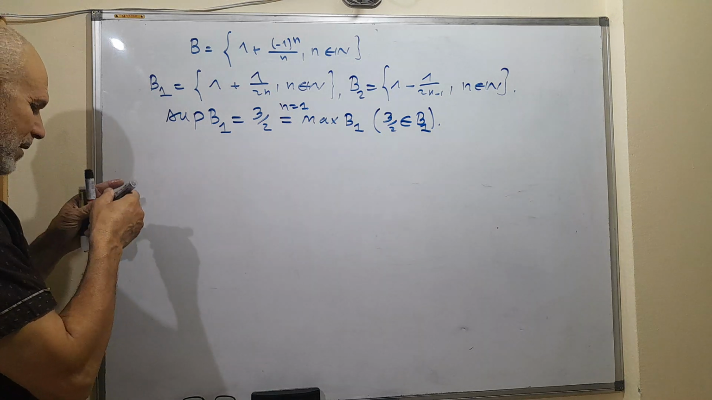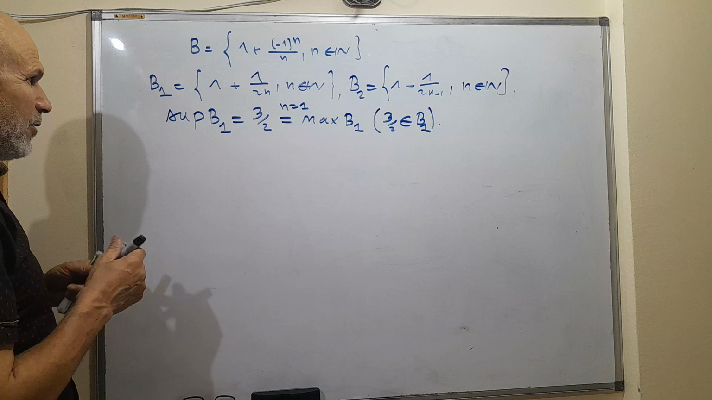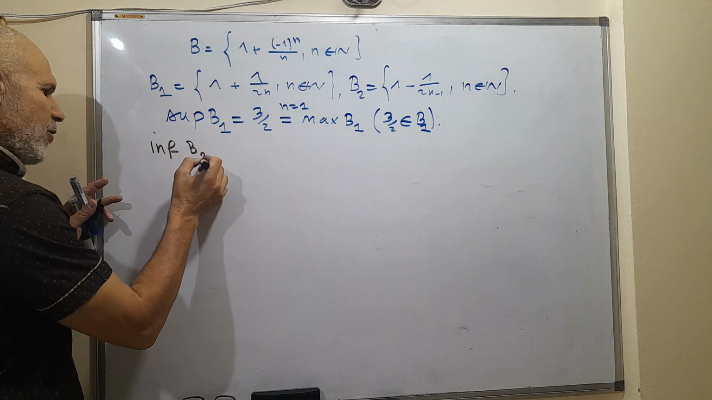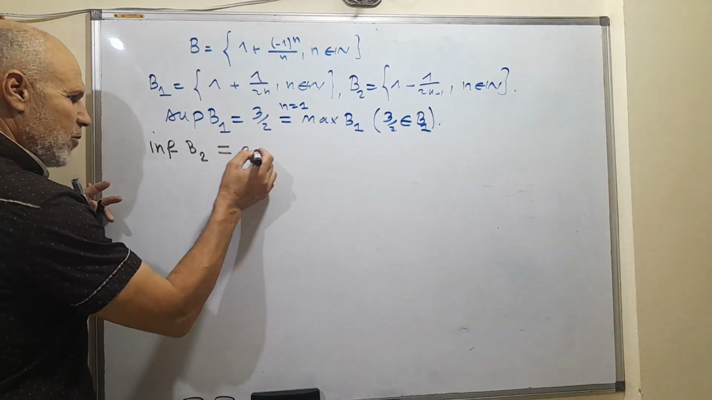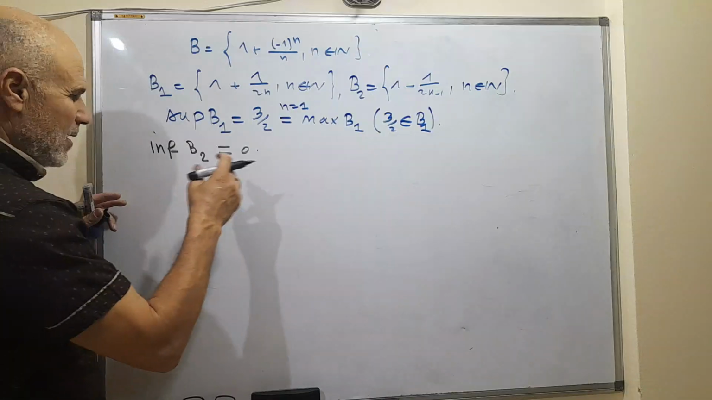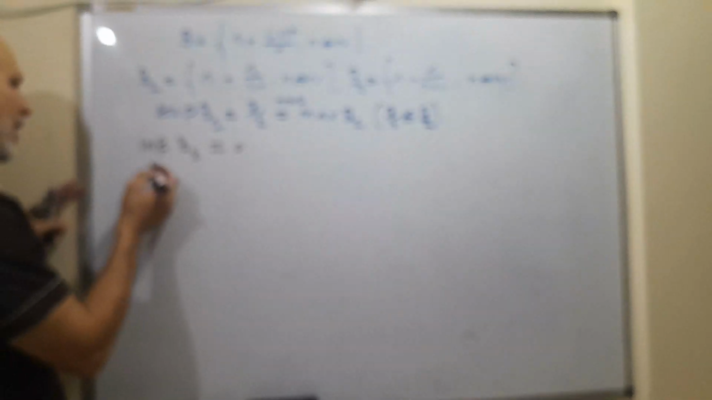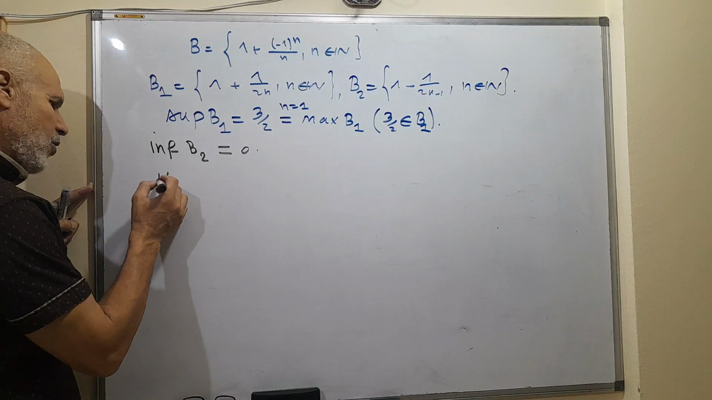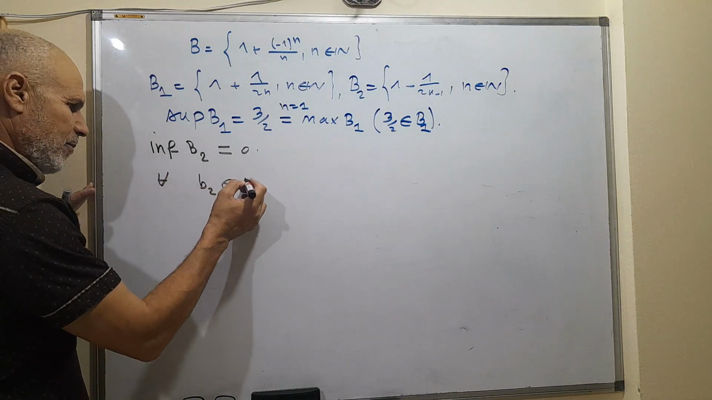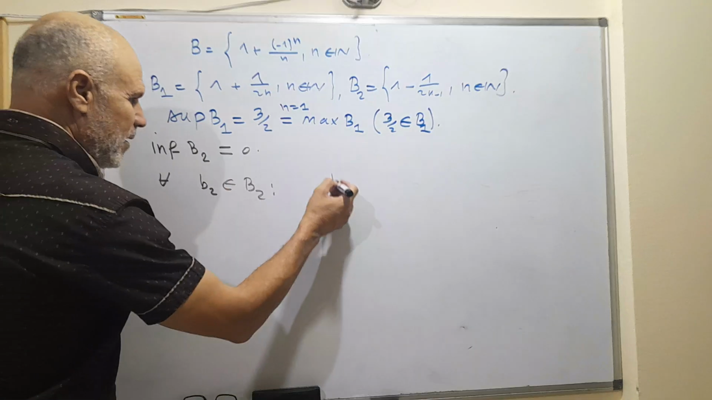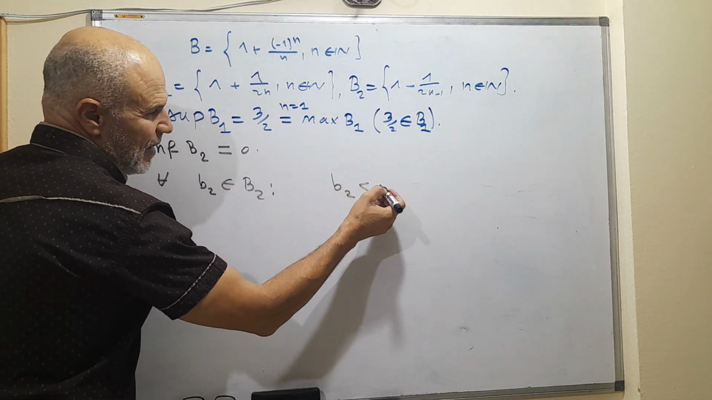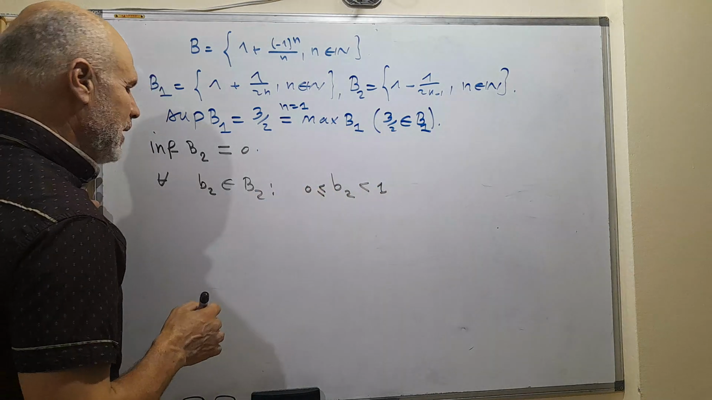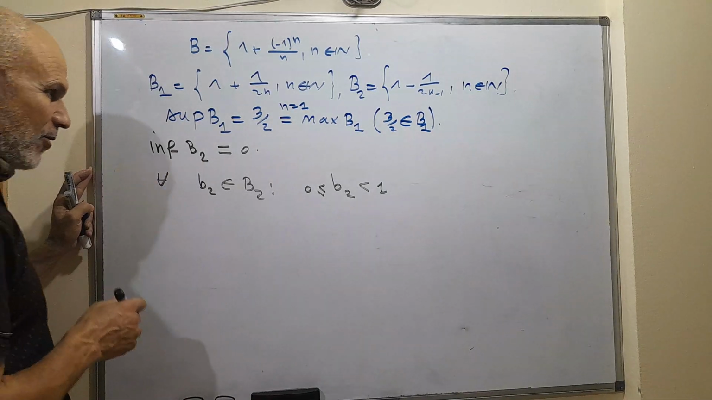Second result, we suspect that the infimum of B2 is equal to 0. We suspect, so we have to verify this. To this end, for all elements b2 from B2, we have b2 less than 1 and greater than or equal to 0. So this is okay.